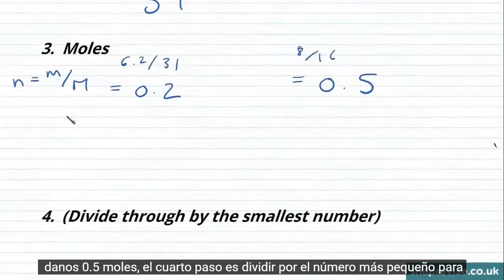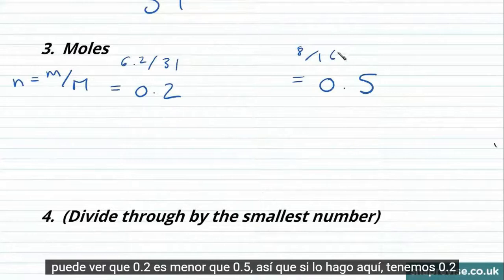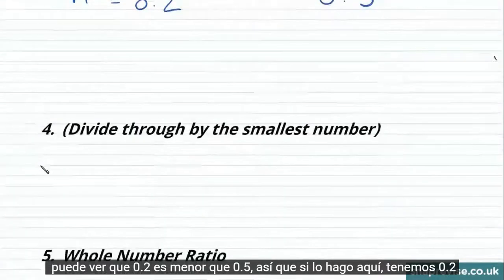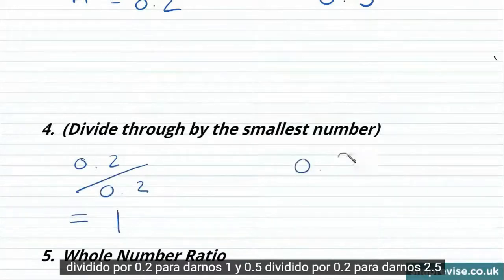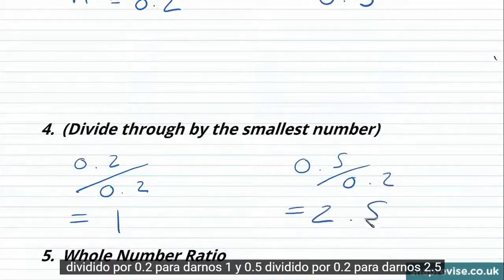The fourth step is to divide through by the smallest number. So you can see that 0.2 is smaller than 0.5. So if I do that right here, we have 0.2 divided by 0.2 to give us 1, and 0.5 divided by 0.2 to give us 2.5.